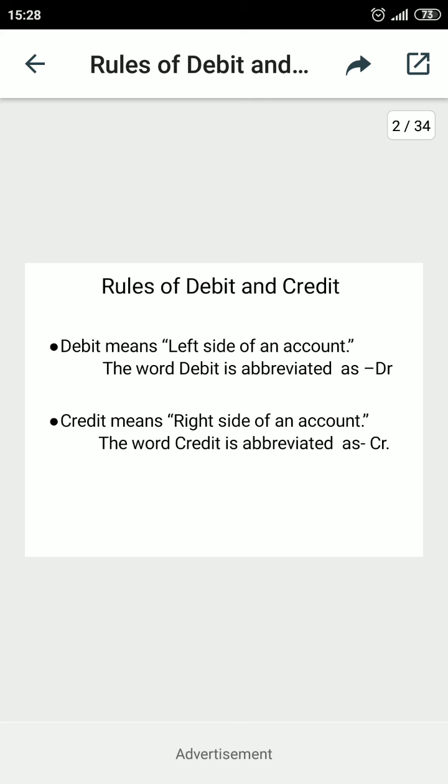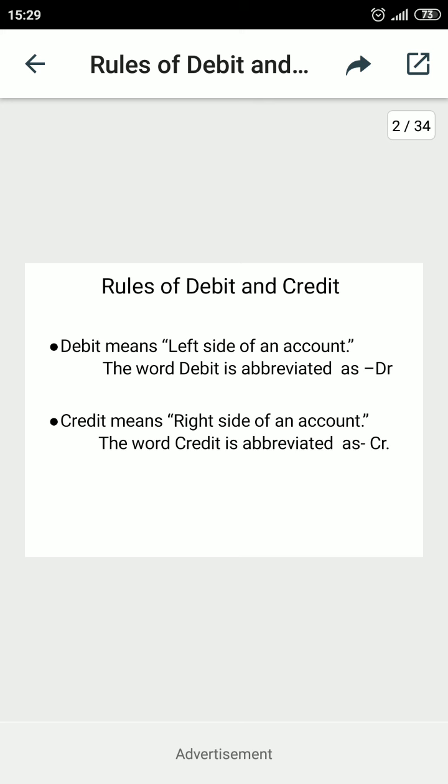Debit means the left side of an account, and the abbreviation can be used in short form like Dr, D in capital letter and r in small letter. In the same manner, credit means the right side of an account. You may observe the credit's abbreviation is Cr, C in capital letter and r in small letter. So they are called debit and credit. I think now you can understand.